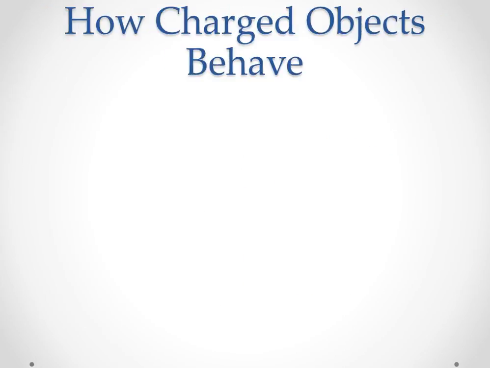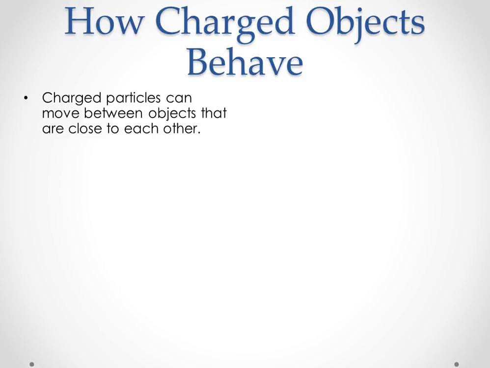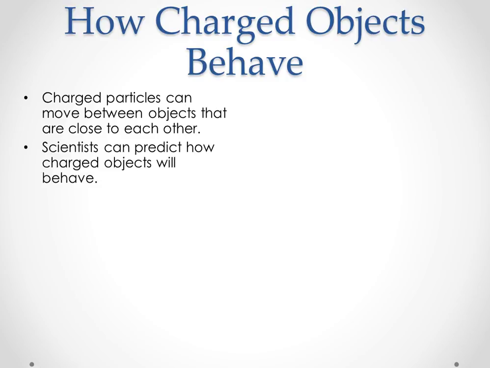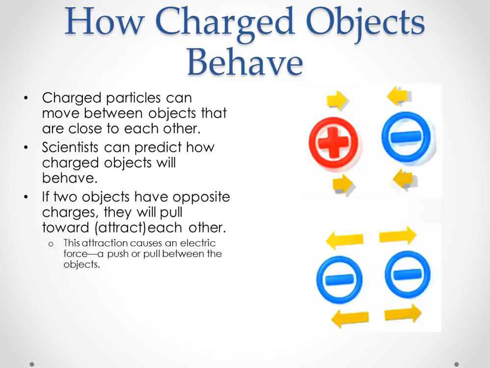How do these charged objects then behave, whether they're positive charged or negatively charged? Charged particles can move between objects that are close to each other. Scientists can predict how charged objects will behave because they've done a lot of experiments over the years, and they've written them down just like scientists do. They share their information, and they can see if what they've shared and seen through their experiments is what other scientists have also experienced.